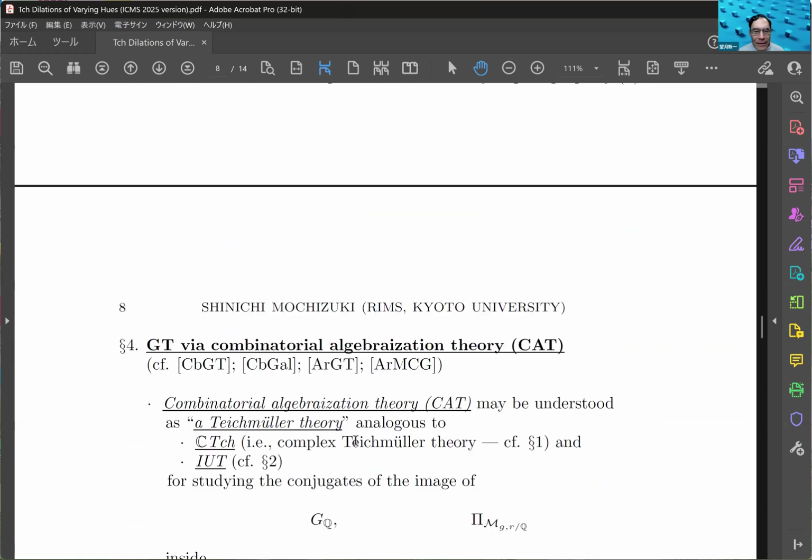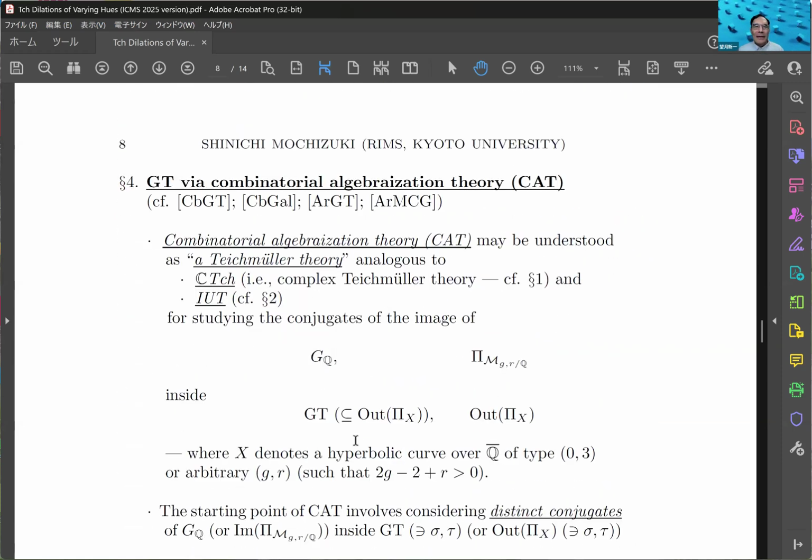So right, now I want to go on to discussing CAT, combinatorial algebraization theory. This may be thought of as an application of IUT type techniques. It's not logically dependent on the original version of IUT, but it's an application of IUT type techniques to study the Grothendieck Teichmuller group or profinite completions of mapping class groups. And again, the point is that in many respects it's entirely analogous to complex Teichmuller theory and really to IUT. Again, it's not logically dependent on IUT.